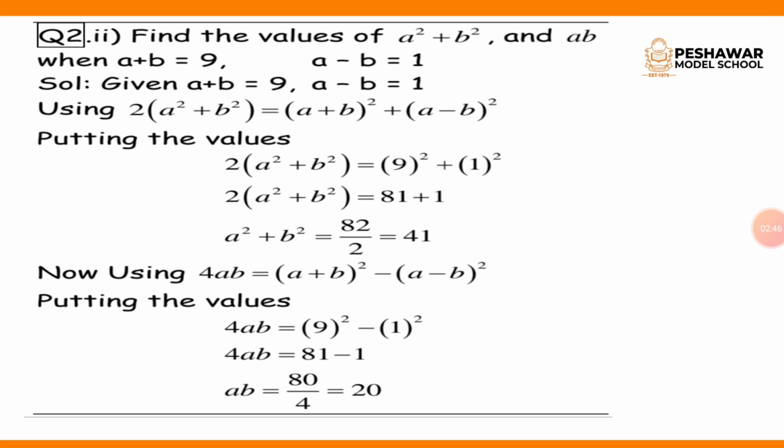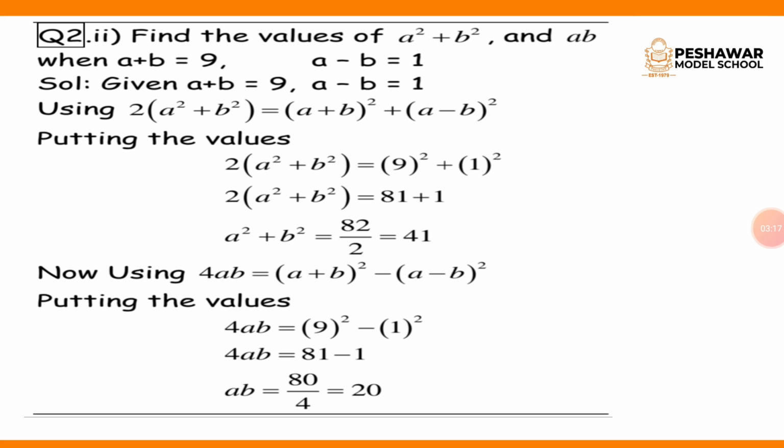Similarly, 2 multiplied with (a square plus b square), we have to find only a square plus b square, so divide both sides by 2, we get 41. Now using 4ab, which is equal to (a plus b) whole square minus (a minus b) whole square, which is formula number 4, putting the values, 4ab is equal to 9 square because a plus b is equal to 9, minus 1 square because a minus b is equal to 1. 4ab is equal to 81 minus 1. ab is equal to 80 divided by 4.